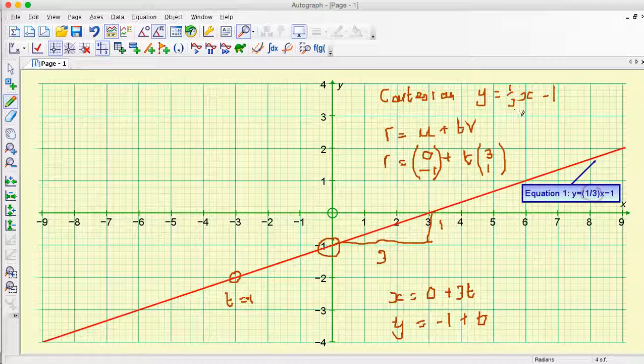I've got the Cartesian equation, the vector equation, and the parametric equation. This isn't used very often, but this is the most important one from the video, is the vector equation. And just to recap, you need a point and a directional vector.